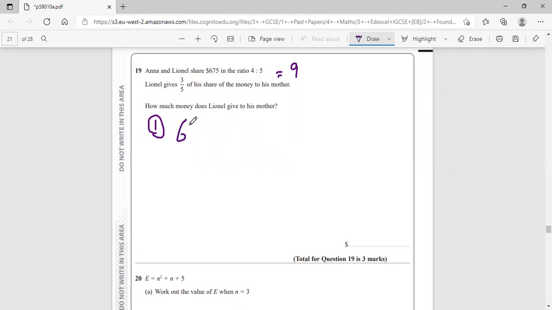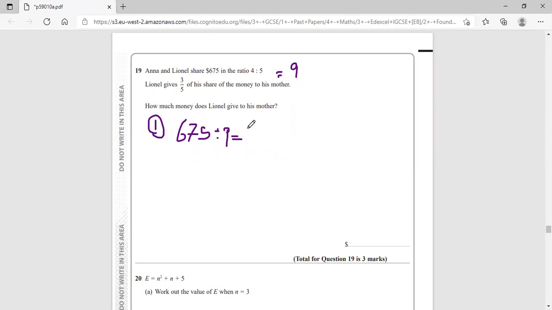So how much is 1 part worth? So we do 675 divided by 9 to find out how much 1 part is worth. Okay. So 1 part is worth 675 divided by 9, which is $75. So you times that by 5 because he's got 5 parts to tell you how much Lionel gets. So Lionel gets $375. Okay, that's how much he gets of the share.